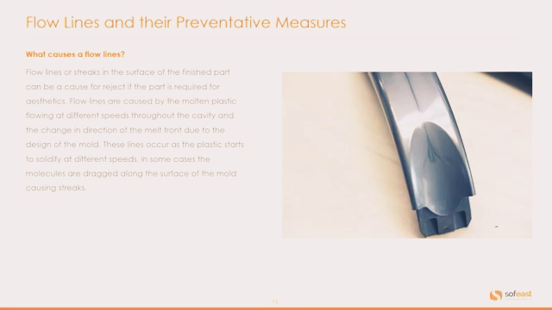Flow lines. We can see typical flow lines here. Flow lines are streaks in the surface of the finished part, and can be cause for reject if the part is required for aesthetics. Flow lines are caused by the molten plastic flowing at different speeds throughout the cavity and the change in direction of the melt front due to the design of the mold. These lines occur as the plastic starts to solidify at different speeds. In some cases, the molecules are dragged along the surface of the mold, causing streaks.